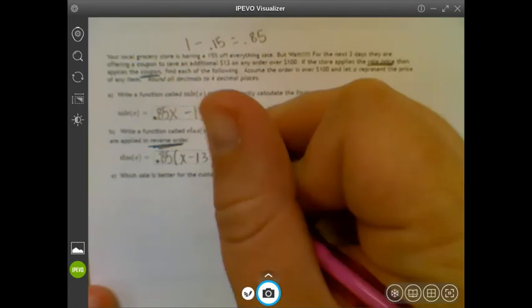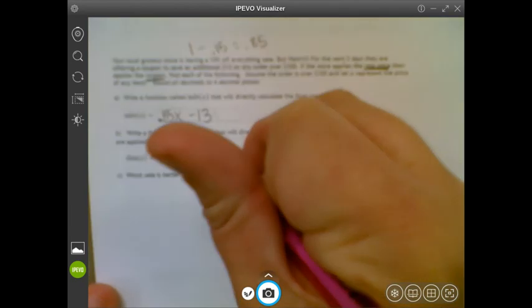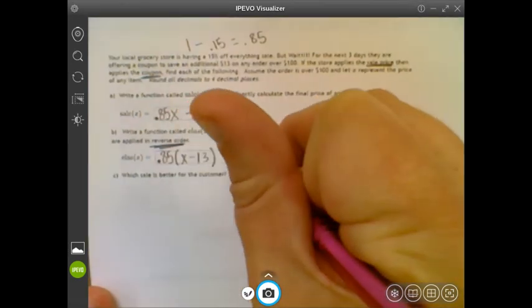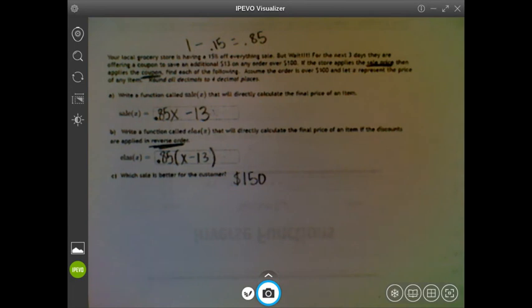I just picked $150. Let's go with $150, as long as it's over 100, right? So I'm just going to assume that the customer, whomever is buying an item, is buying it for 150. You could say 200, you could say 250, you could say 300, you could say 485 if you wanted, as long as your number is a price over $100.